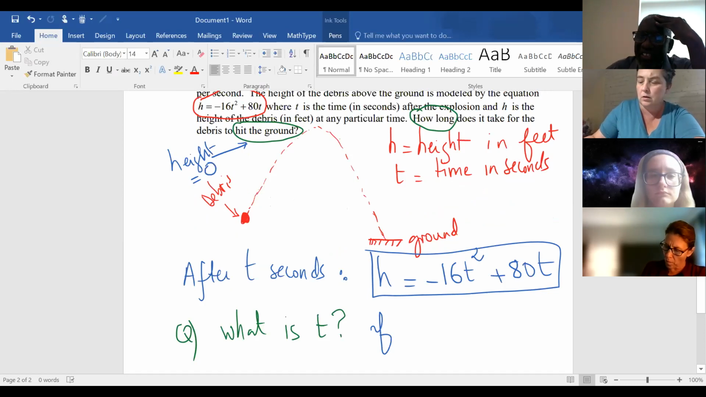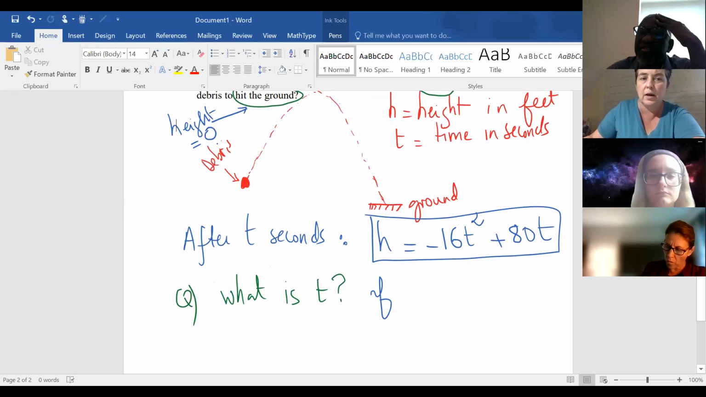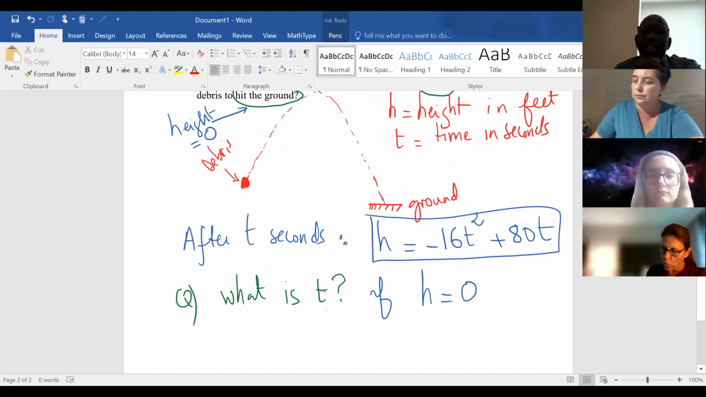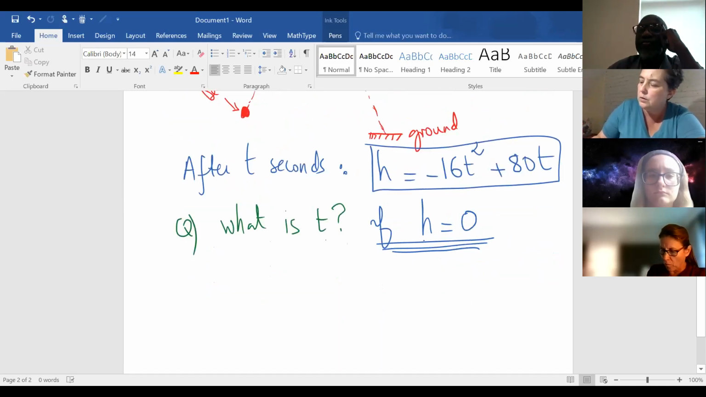What variable represents the height? H. So the question is, what is the t if h equals 0? That is the question. Now, what am I going to do in the equation?